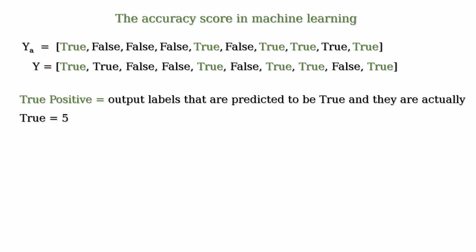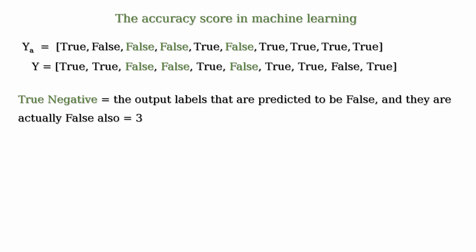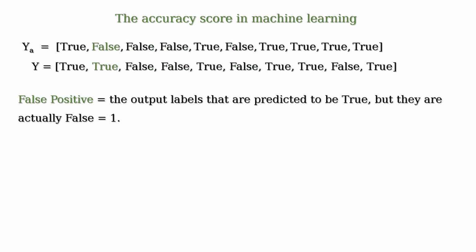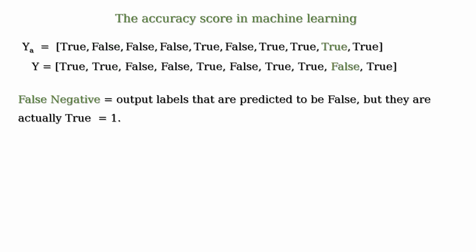So, the number of true positive is equal to the output labels that are predicted to be true and they are actually true, that is equal to 5. The number of true negative is equal to the output labels that are predicted to be false and they are actually false also, and that is equal to 3. The number of false positive is equal to the output labels that are predicted to be true but they are actually false, and that is equal to 1. And the number of false negative is equal to the output labels that are predicted to be false but they are actually true, and that is equal to 1.